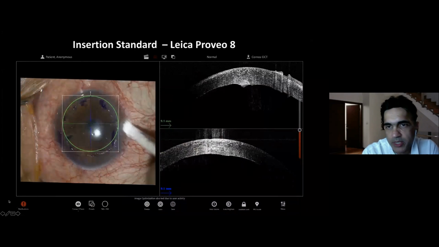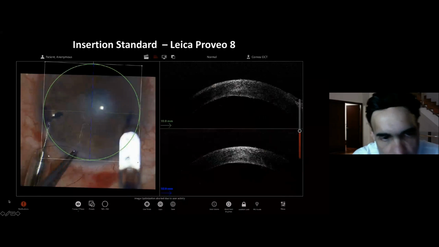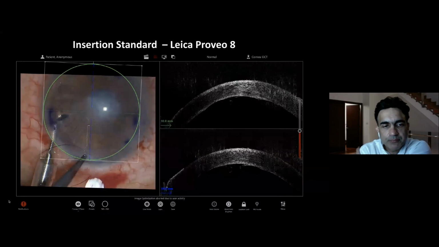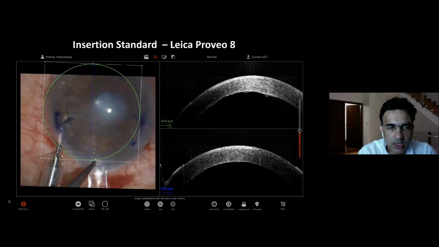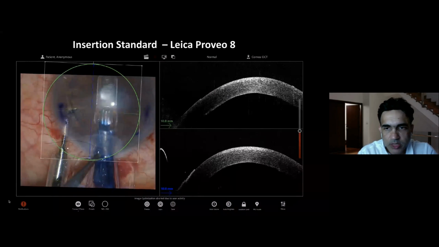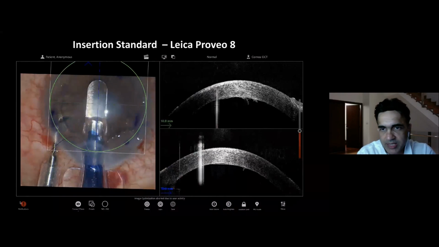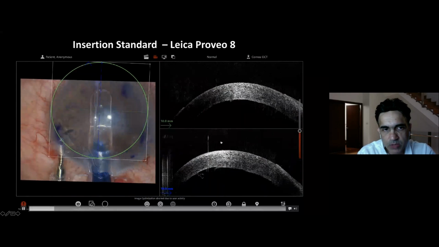Now we're going to insert this inside the eye. This is a patient with Fuchs. So we have a pre-placed suture over here. This is a 2.6 millimeter incision. So you pull it inside the graft. You can see there's a little tag there, but I checked beforehand, and that's actually a tag in the stroma.